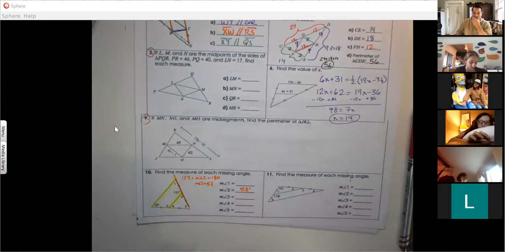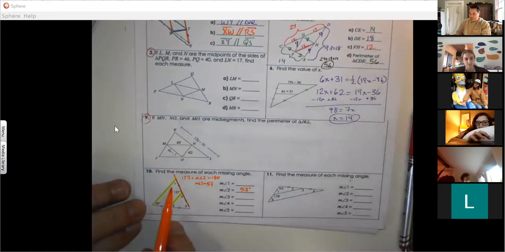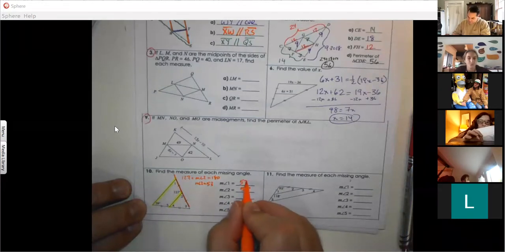It's also supplementary because they're same side interior. Excellent. You can see that these are same side interior and thus do the same calculation. Or you could say that 1 and 2 are corresponding. And since you've already found 2, you know that 1 has to be the same. So 1 is also 53 degrees.